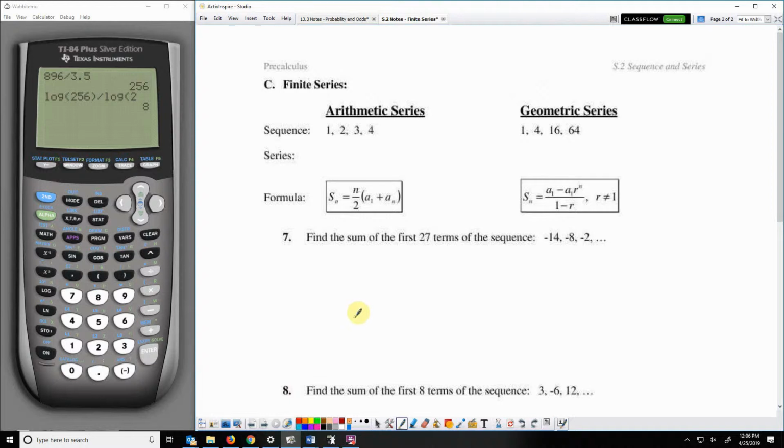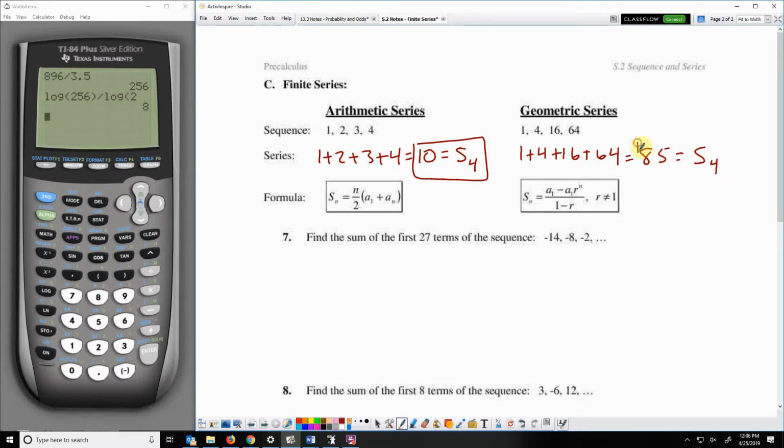All right, a finite series. So sequence is a list of numbers like 1, 2, 3. Series means the sum of that list of numbers. 1 plus 2 plus 3 plus 4. In this case, that's 10. And that is S sub 4, meaning the sum of those 4 terms. Okay, in a geometric sequence, 1 plus 4 plus 16 plus 64 is that sequence expressed as a series. All that adds up to 85, and that is the sum of the first 4 terms.